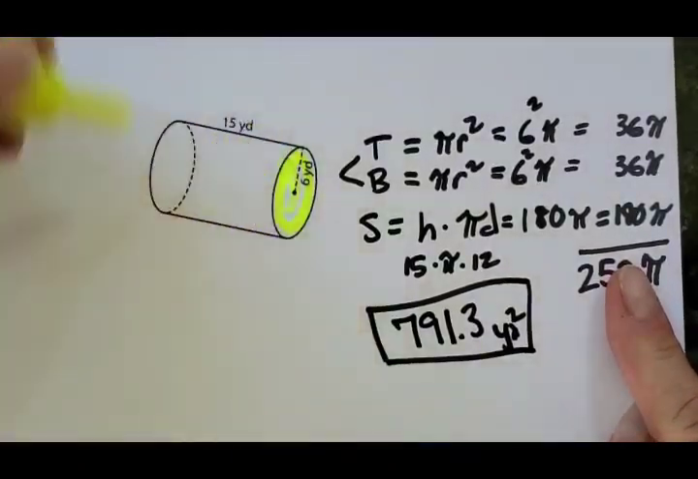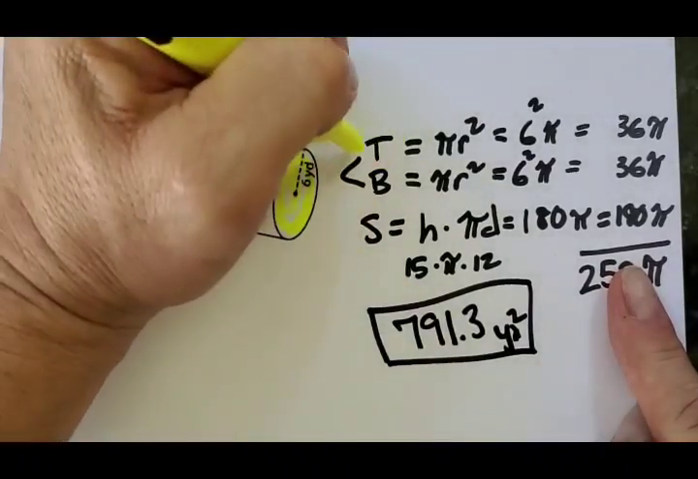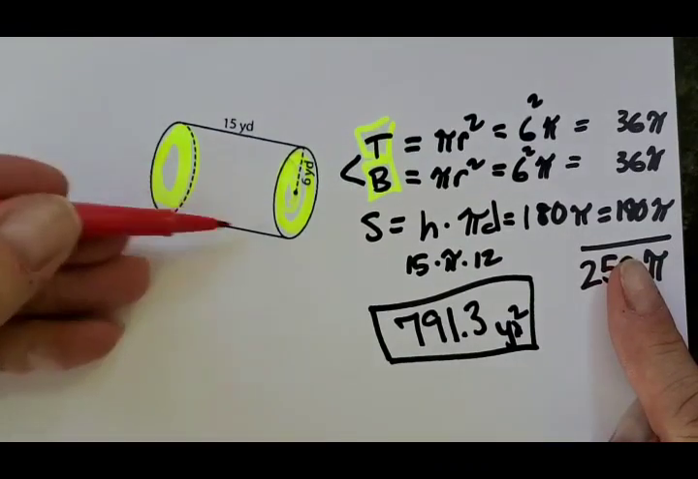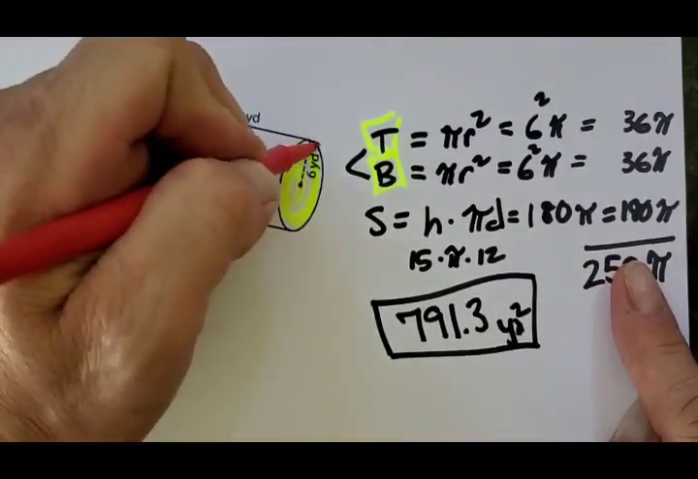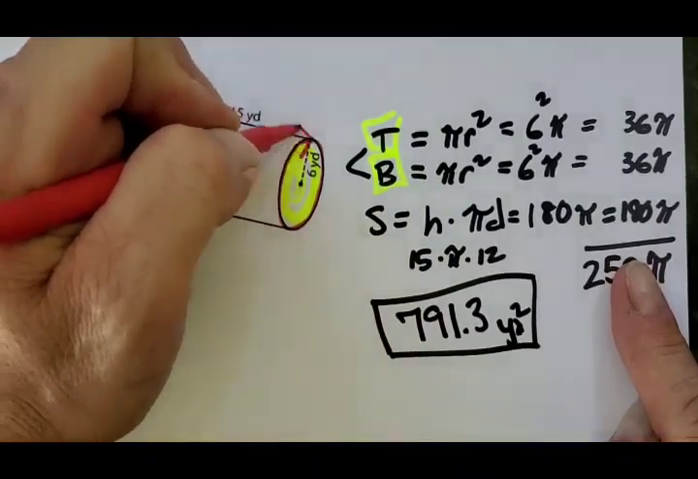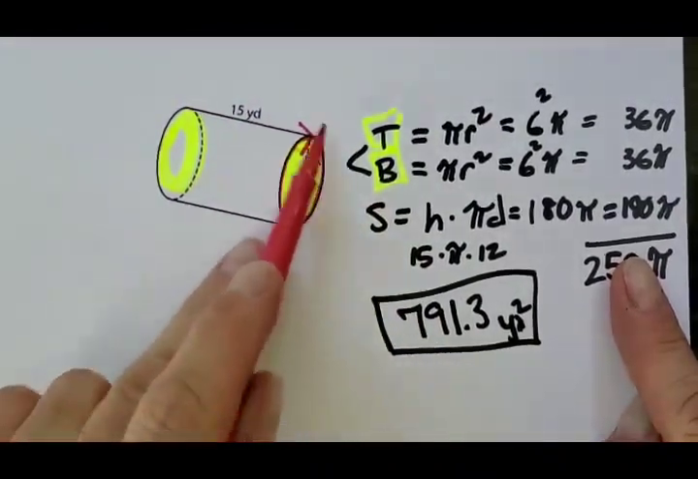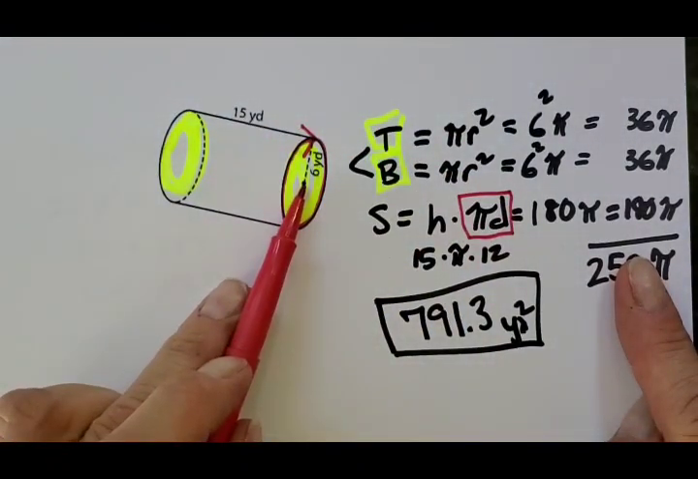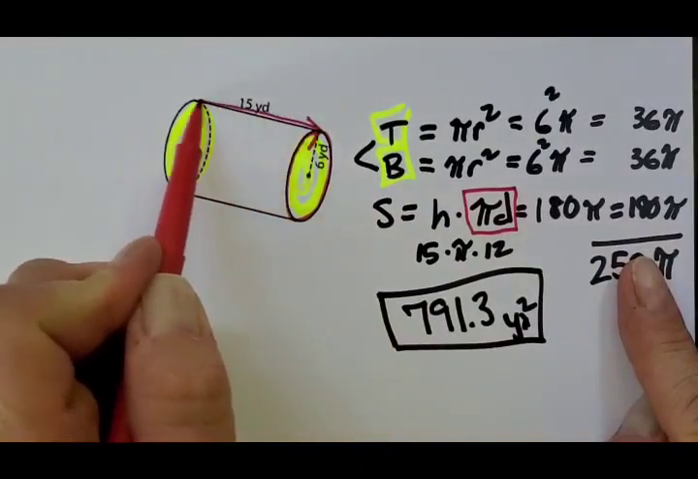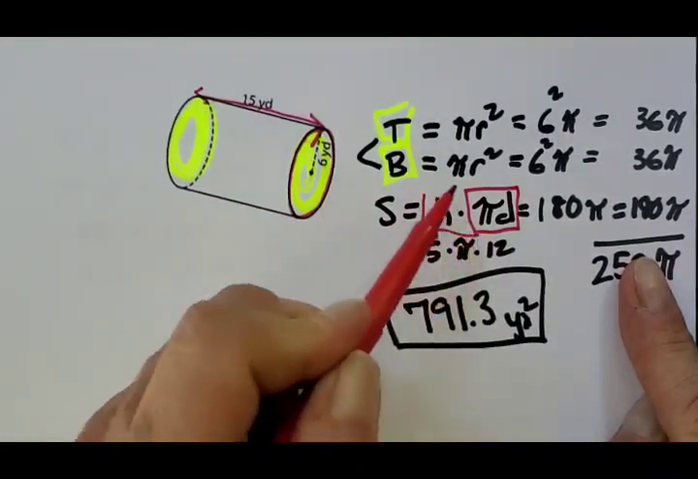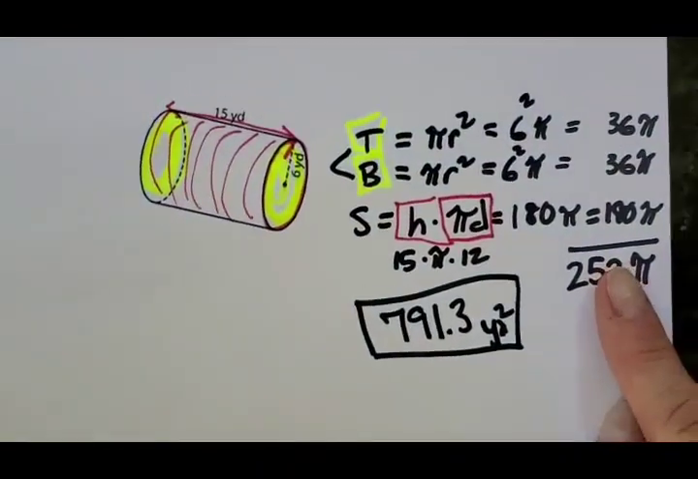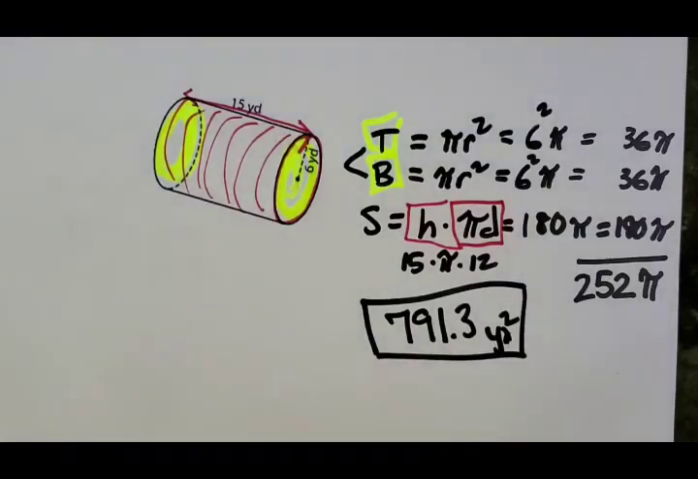So, a little more complicated, but totally within your wheelhouse. Find the area of both circles. It's right here. And then you're going to find the area of this long rectangle that wraps itself all the way around the cylinder, around the can. So the length of that rectangle is the circumference of the circle times the height of the cylinder. And that'll get you everything you need. Okay? All right. Happy cylinder work. Take care.